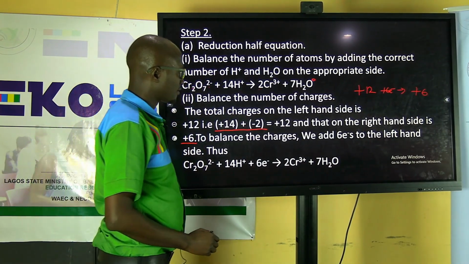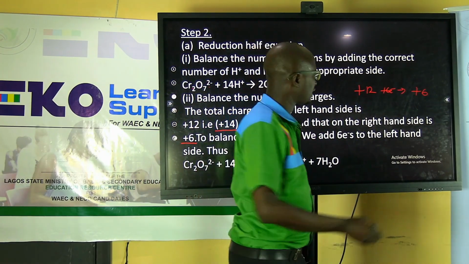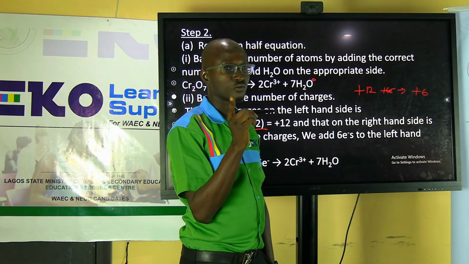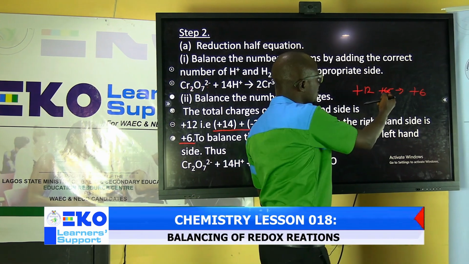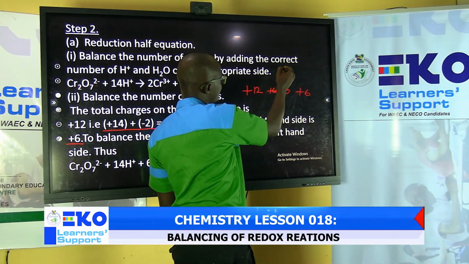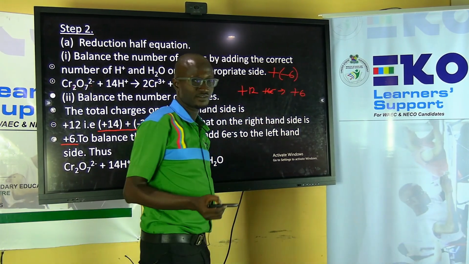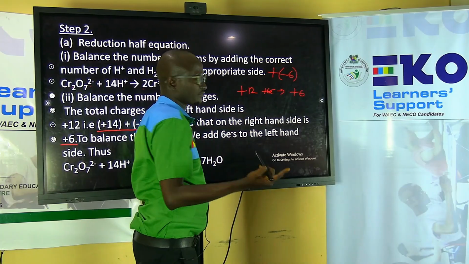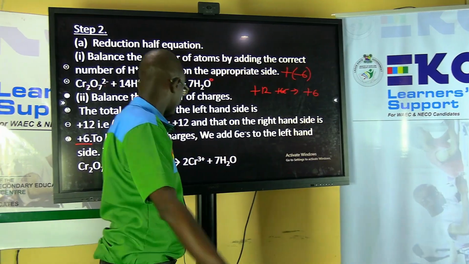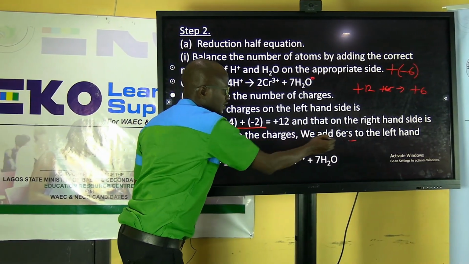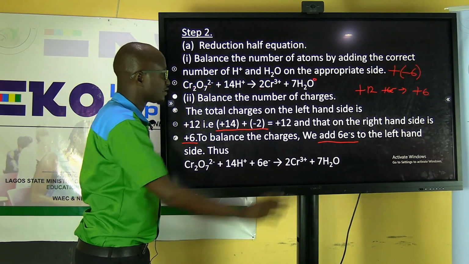You might say, teacher, but 12 plus 6 is 18, and this side is not 18. No, don't get it wrong. These are electrons. They are negative. So the 6 electrons I wrote here can be likened to me adding -6. If I say 12 plus -6, you agree with me that the result is 6. So at the end of the day, both sides are equal. That is the reason why this statement comes into play. We add 6 electrons to the left-hand side to balance it charge-wise.